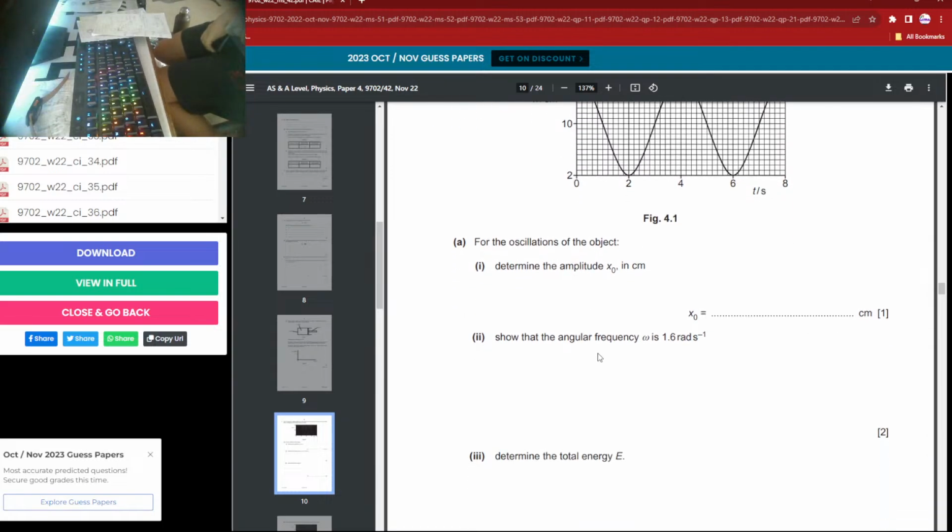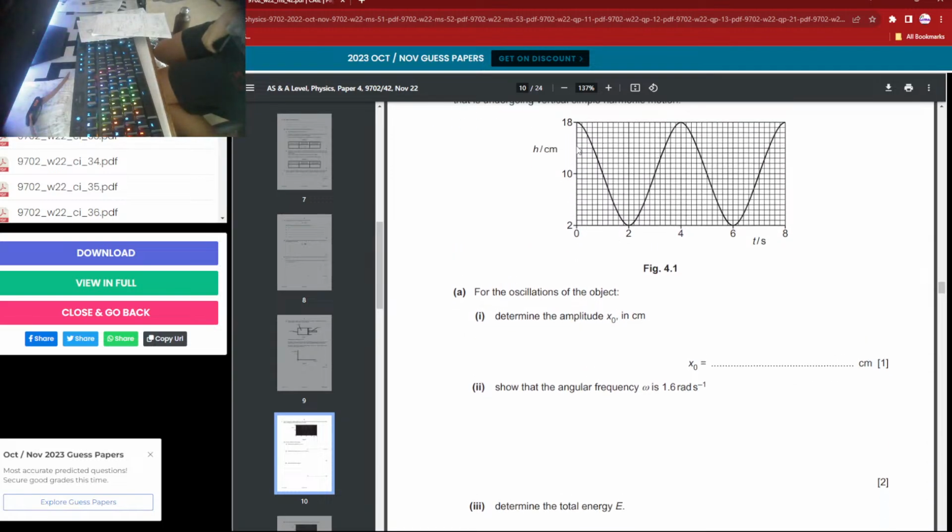Okay, for A1, determine the amplitude x naught in cm. So it's just from here to here, so that should be 8 cm.